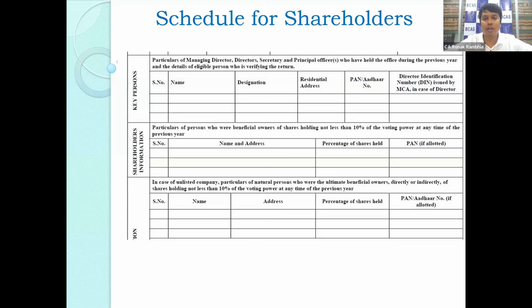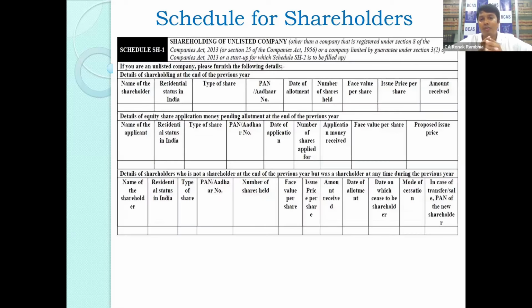Here one can refer to the BEN-1, BEN-2 forms, where corporates have to file the beneficial interest form with the Registrar of Companies, ROC, and can get these details for the income tax return also. Then you have the shareholding of the unlisted company, where you have to mention the movement of the shareholding.